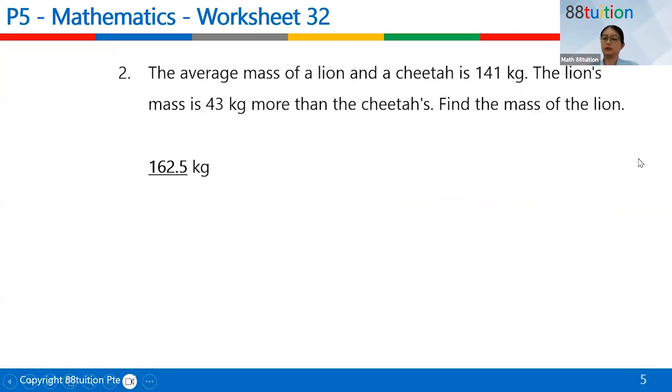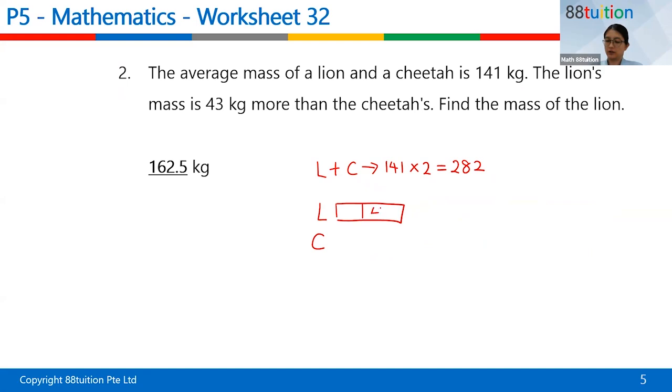Next. So the lion and the cheetah. 141 times 2. The lion mass without... 141 times 2 is 282. So the lion and the cheetah. Lion is 43 more than this. And the total is 282. So we're going to find this one.